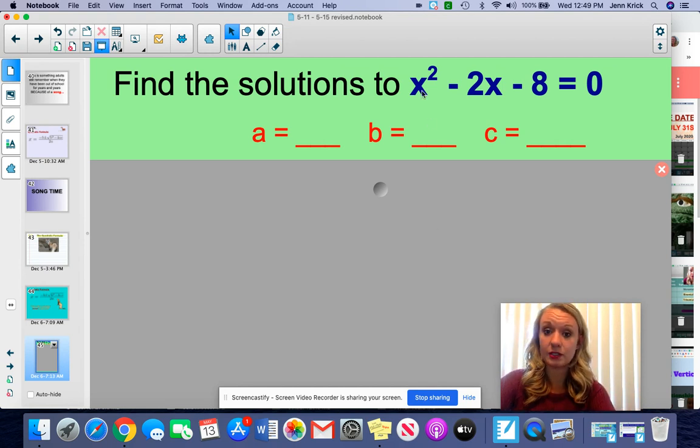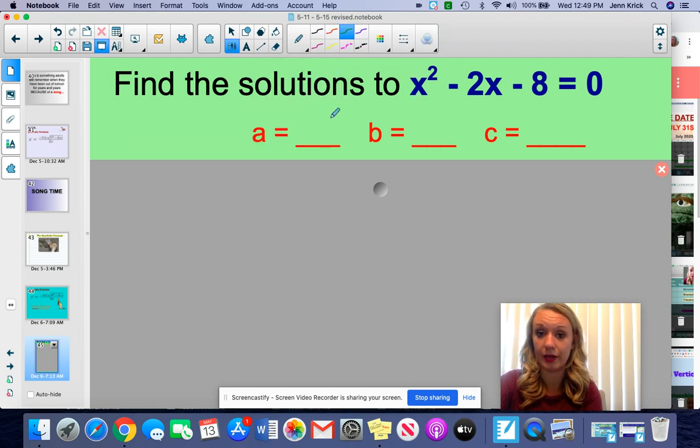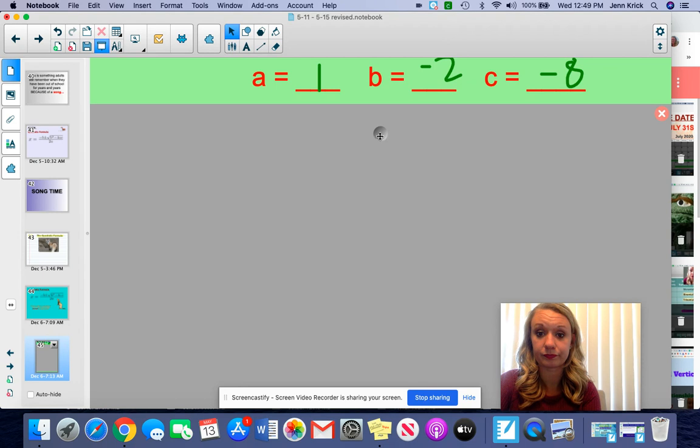All right, so if I asked you to find the solutions of x squared minus 2x minus 8, the first thing that you always want to do is identify what a, b, and c are. So I know that a is going to be 1. B is a negative 2, and then C is negative 8. I recommend doing that every single time.